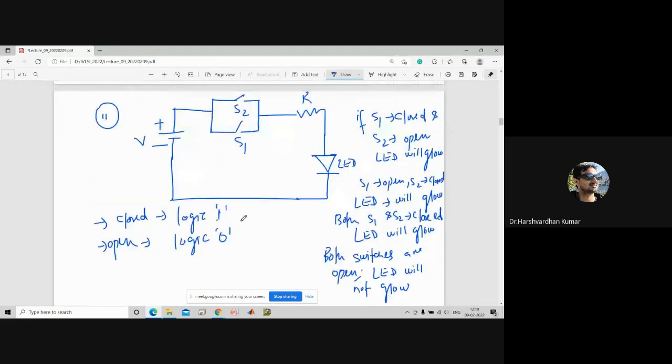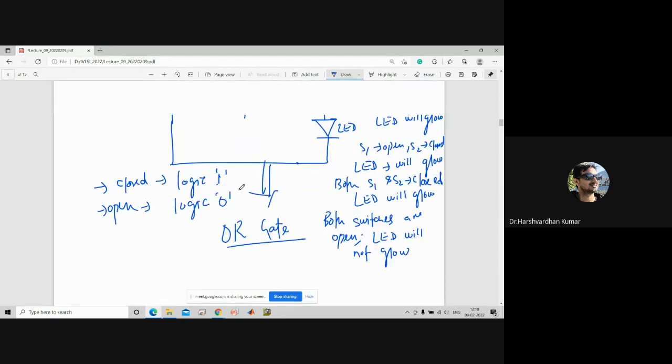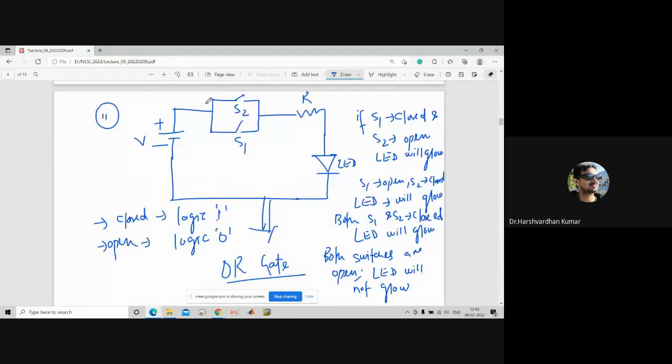Yes. So this type of configuration of switches, we may consider it for the OR gate. So for the OR gate, what is happening? All the switches are connected in parallel, right?